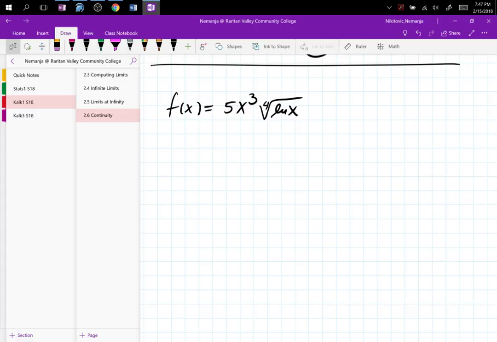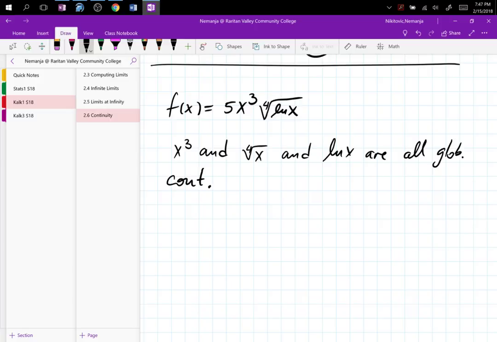All right, let's establish this. So first of all, the 5 is not going to contribute positively or negatively to continuity. We don't have to worry about the 5. We are going to state first that x cubed, the 4th root of x, and ln x are all globally continuous. The first one is a polynomial, the second one is a radical function, and the third one is a logarithmic function. They're all on our list, the blue list we have.